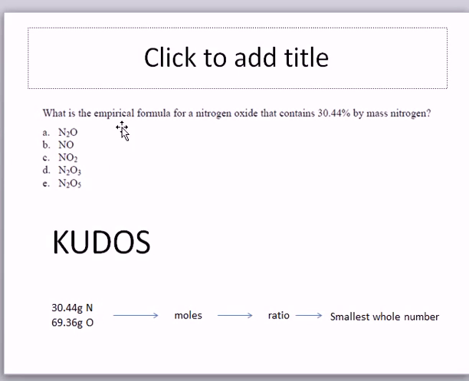And let's look at this last one since we've looked at a lot of carbons and hydrogens. Here's one. What's the empirical formula for nitrogen oxide that contains 30.44% mass of nitrogen? In this case, if you assume 100 grams, you have 30.44 grams of nitrogen, 69.36 grams of oxygen, and here's your roadmap. Convert this to moles, then find your ratio, and then find the smallest whole number if you get some fractions in the ratio. That's how you solve for the empirical formula.